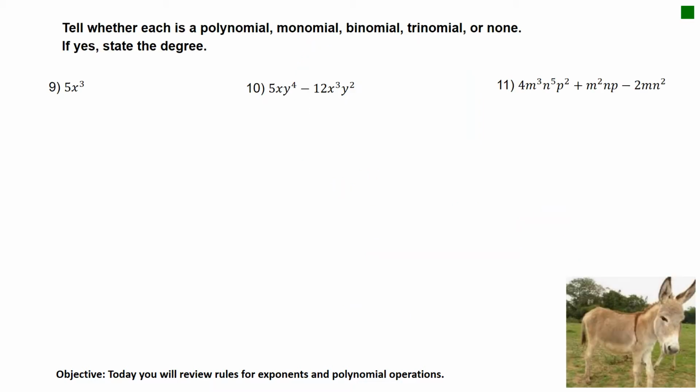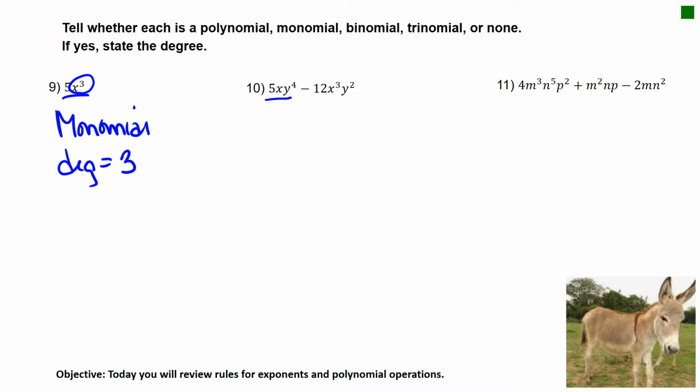Okay, is it a polynomial, monomial, binomial, trinomial? If yes, state the degree. Remember, I stop every time I get to a plus or minus. I don't have one, so this is a monomial. And the degree is the highest exponent on the variable, so the degree is 3.